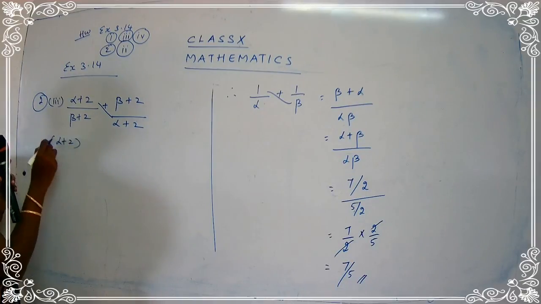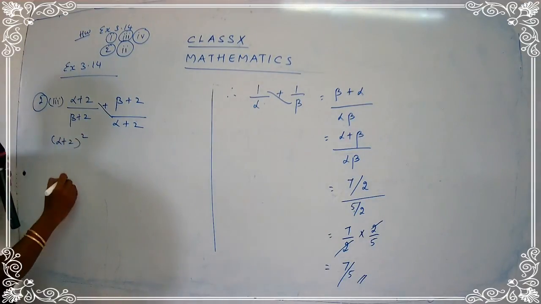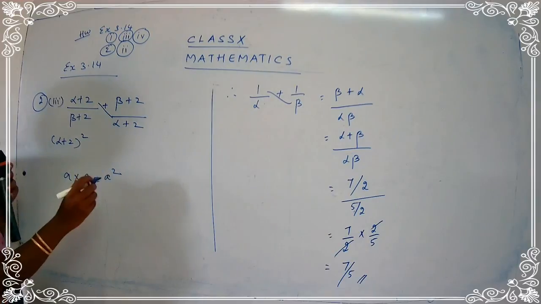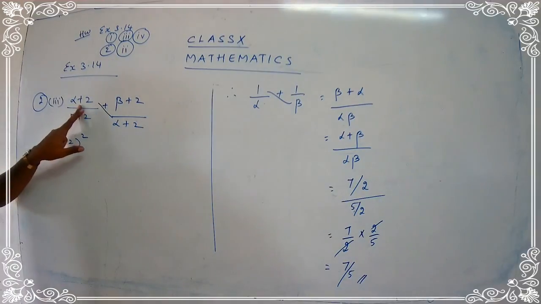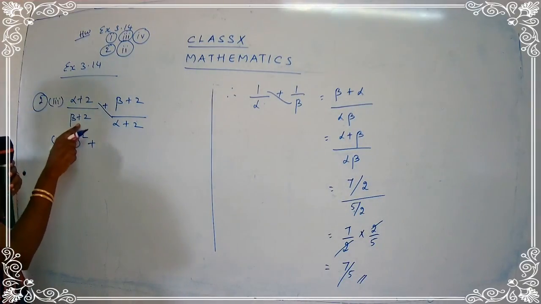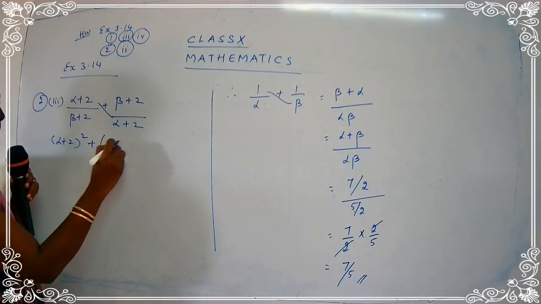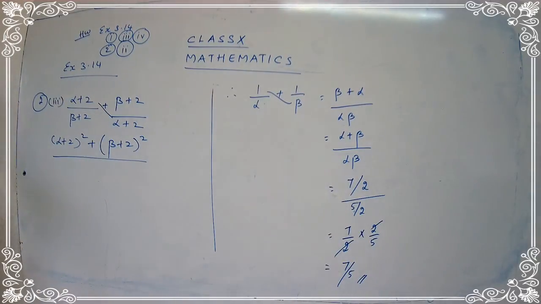Alpha plus 2 into alpha plus 2. We have the same number. Alpha plus 2 into alpha plus 2. So what are you going to write there? Yes, it is going to be alpha plus 2 the whole square. Remember, a into a gives you a square. Yes, children? When you multiply the same number, you have to write a square. Similarly here, alpha plus 2 into alpha plus 2. So this is alpha plus 2 the whole square plus beta plus 2 into beta plus 2, beta plus 2 the whole square.